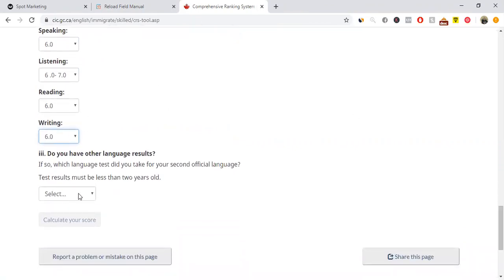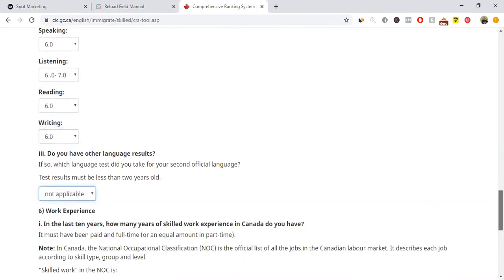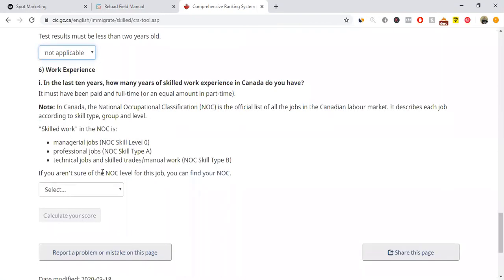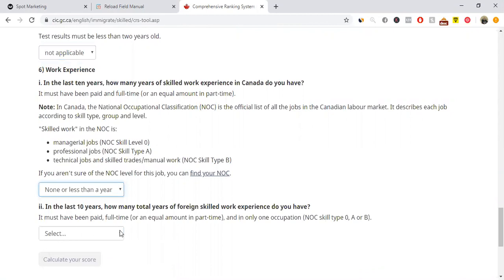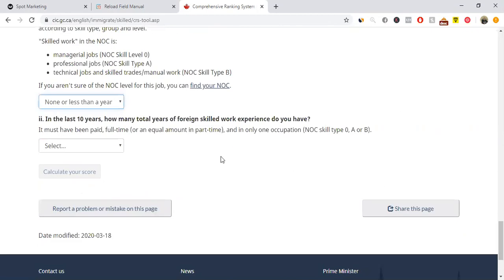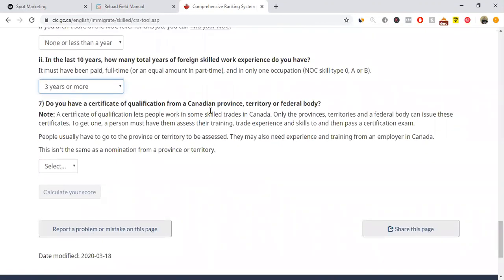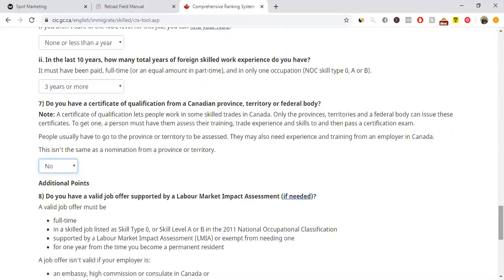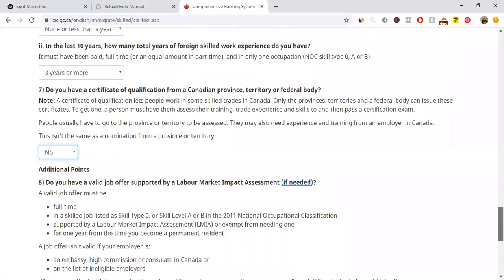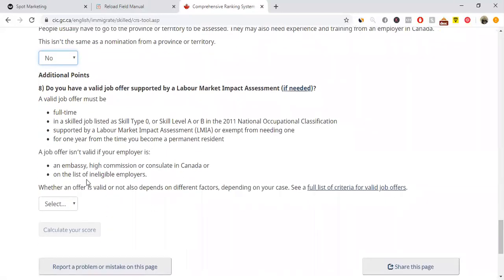So do you have any other language results? No. Work experience. In the last 10 years, how many years of work experience do you have in Canada? None. In the last 10 years, how many total years of foreign experience, that is, how many years of work experience do you have in Nigeria? That's 3 years or more. Do you have a certificate of qualification from a Canadian province? This one is mostly 0. No. Do you have a valid job offer supported by a labor market impact assessment? No.